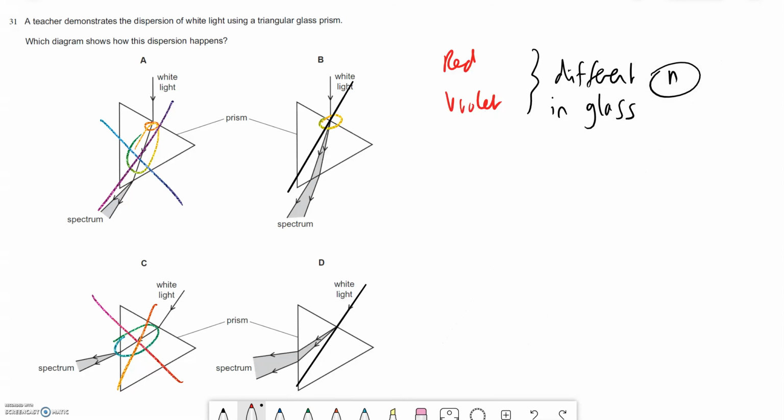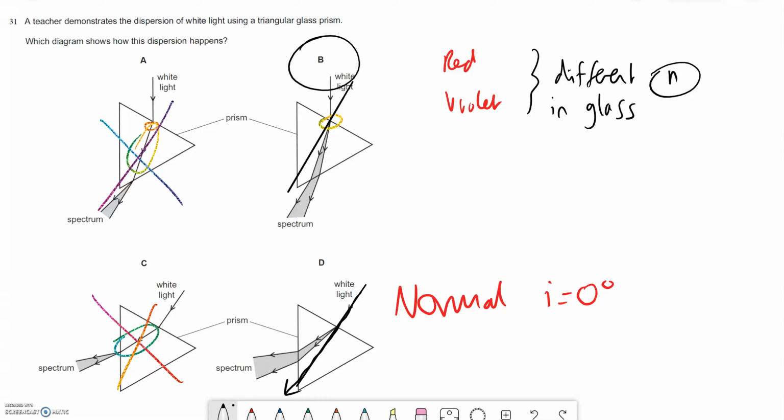Remember, when light comes in on the normal, the angle of incidence is actually 0, because it's coming in on the normal. Remember, you measure the angle from the normal. So you get no refraction. Remember, it just continues in a straight line like that. So that means B would be correct in this situation.